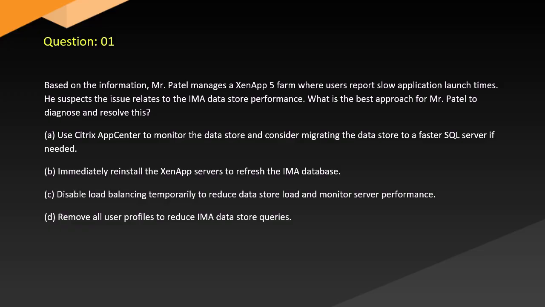A. Use Citrix App Center to monitor the data store and consider migrating the data store to a faster SQL server if needed. B. Immediately reinstall the XenApp servers to refresh the IMA database. C. Disable load balancing temporarily to reduce data store load and monitor server performance. D. Remove all user profiles to reduce IMA data store queries.